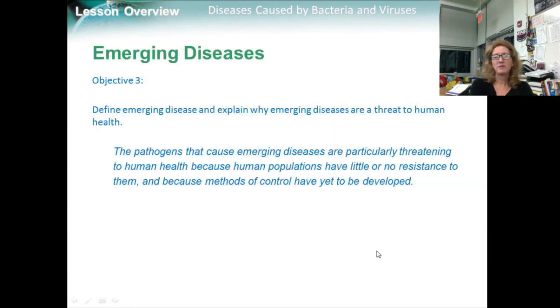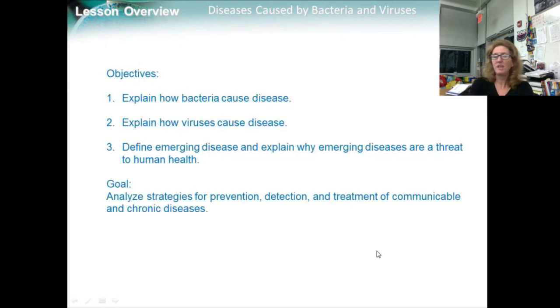So, objective 3 is to define emerging disease and explain why emerging diseases are a threat to human health. The pathogens that cause emerging diseases are particularly threatening to human health because human populations have little or no resistance to them, and because methods of control have yet to be developed. Our objectives were to explain how bacteria cause disease, explain how viruses cause disease, and define emergent disease and explain why emergent diseases are a threat to human health. And yes, they also help support our goal of analyzing strategies for prevention, detection, and treatment of communicable and chronic diseases.